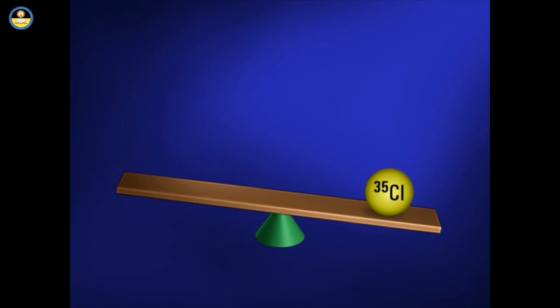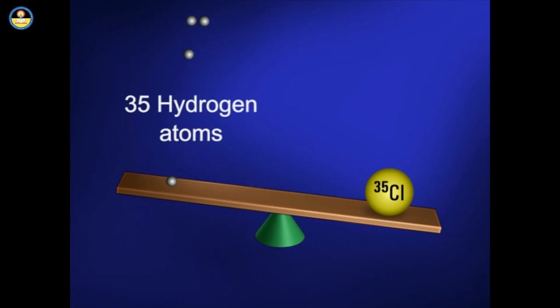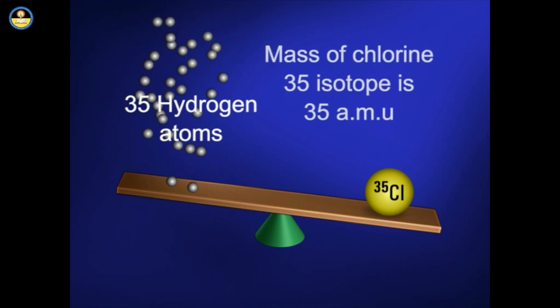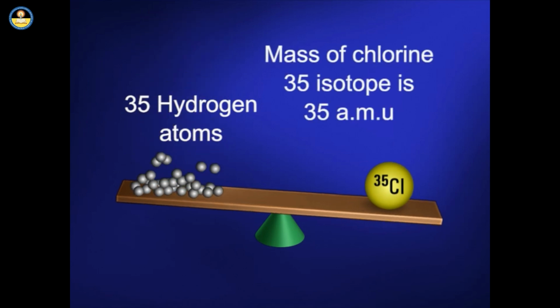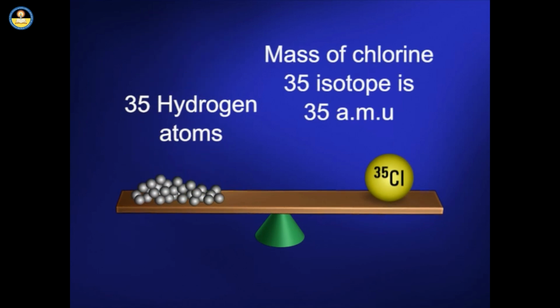Let us take a beam balance and place an atom of chlorine-35 at one end and an atom of hydrogen at the other end. Since hydrogen is equal to one atomic mass unit of one unified mass represented as U, we find that in order to balance the beam, 35 hydrogen atoms are needed. Mass of chlorine-35 isotope is 35 AMU.